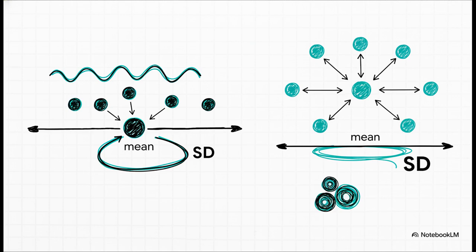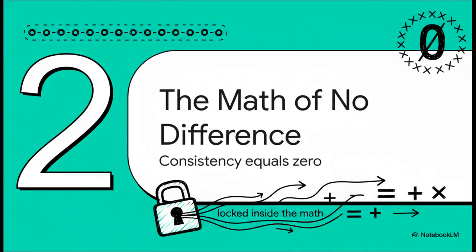So, just to make sure we're on the same page, standard deviation is our main tool for measuring this spread. It basically tells us, on average, how far each data point is from the middle, or the mean, of the whole set. So a big standard deviation means your data is all over the place. A small one means it's all bunched up tight. So how exactly does this perfect consistency give you a standard deviation of exactly 0? Well, the answer is locked right inside the math. And honestly, it's surprisingly simple.